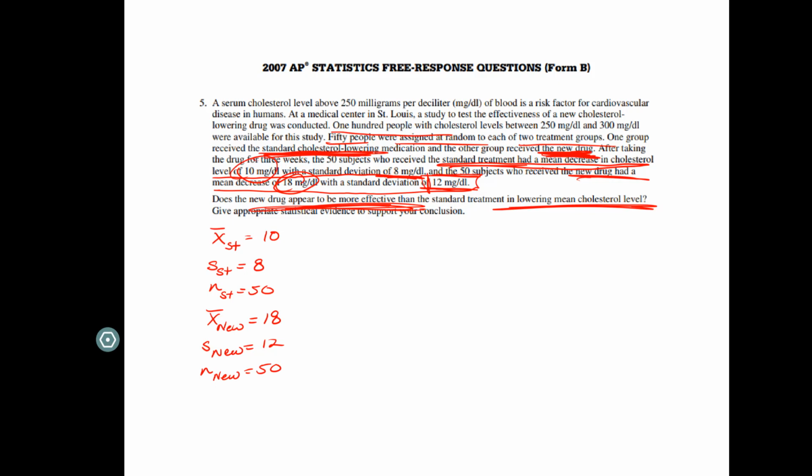Okay, so with both of these, we can see that we have the same size samples, and I can already start thinking about a couple of things. I'll have a degrees of freedom. That's going to be n minus 1, 50 minus 1 to give me 49.